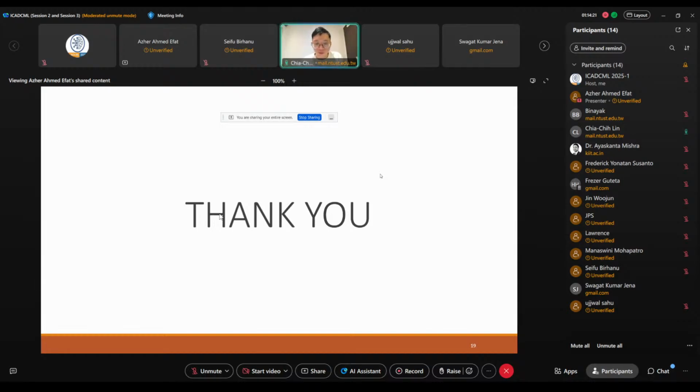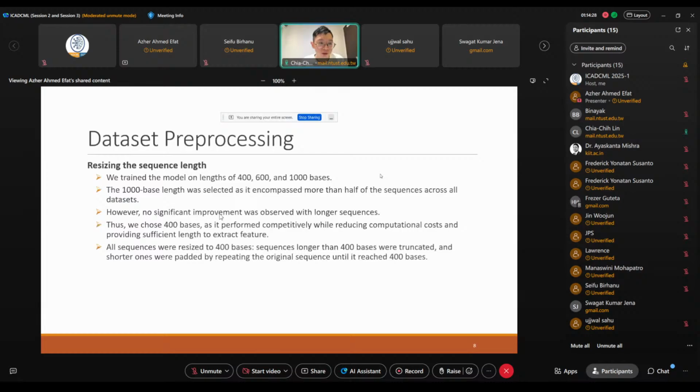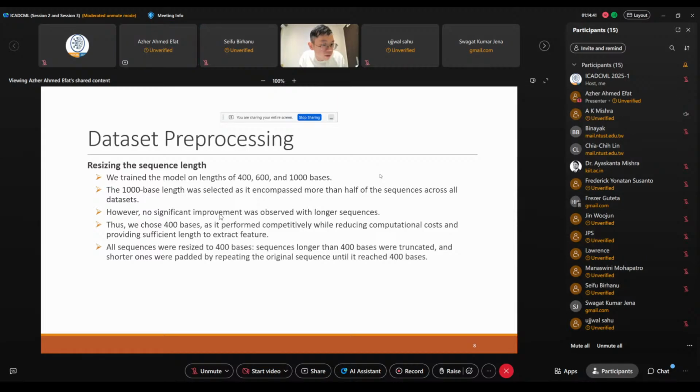Another one is on page 8, you mentioned that there's no significant improvement with longer sequences. So you chose 400, right? Yes, because with more sequences we need more training time and computational cost, but when we evaluated, the performance difference was around 1%. So for that 1%, we thought, okay, let's just stay with the smallest one.